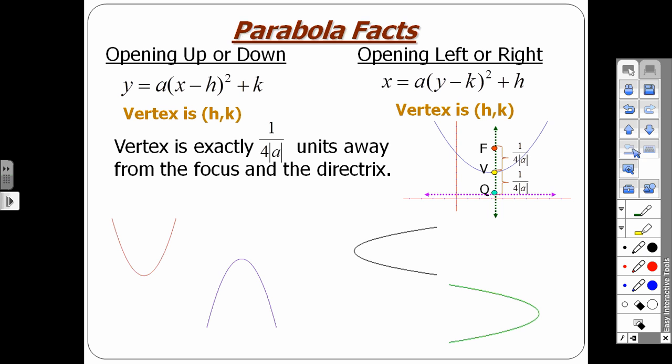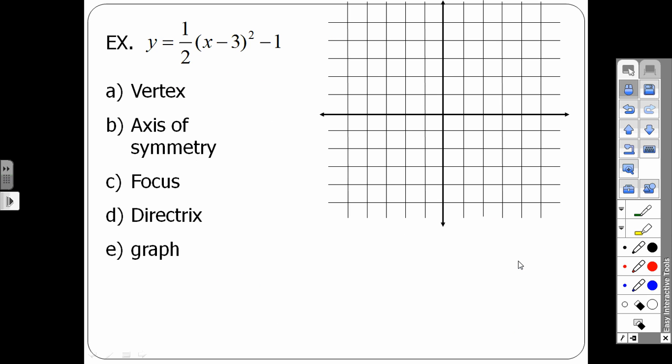Okay, let's actually do an example. All right, so this one's already put into vertex form. We can easily read off what the vertex is. It's going to be (3, -1). And let's go ahead and graph that. Let's graph our parabola. I know it says graph all the way at the bottom, the last thing to do, but I like to graph it first so that I have something to reference when I figure out all the other things.